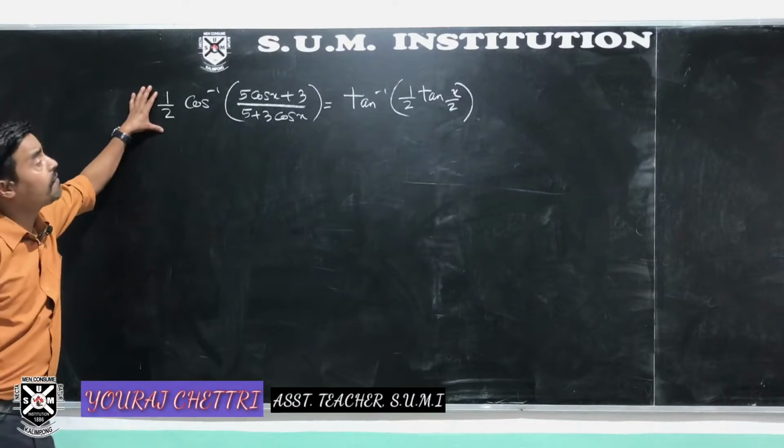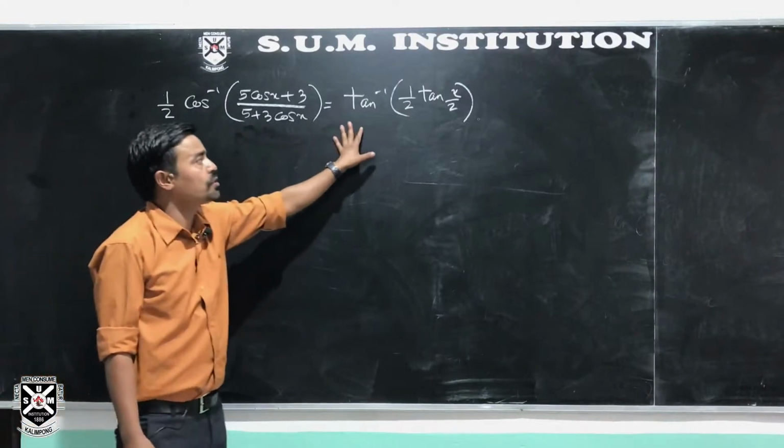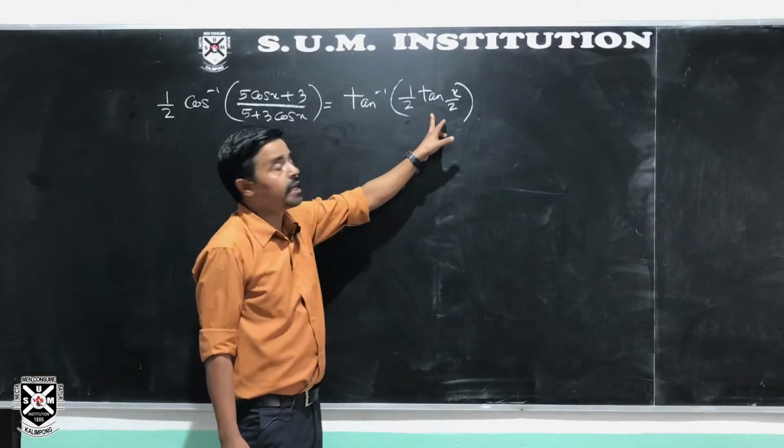Prove that half cos inverse (5 cos x plus 3) upon (5 plus 3 cos x) is equal to tan inverse half into tan x by 2.